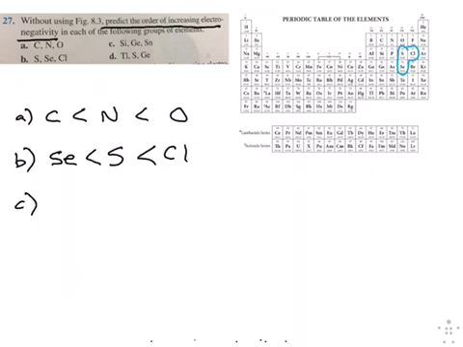For part C, we are comparing, we're going to erase these guys. So we are comparing silicon, germanium, and tin. All those are in the same group together. So as we're going down this group from silicon down to tin, electronegativity is decreasing. So from smallest to largest electronegativity, we're going to go tin first, then germanium, and then silicon to end it.